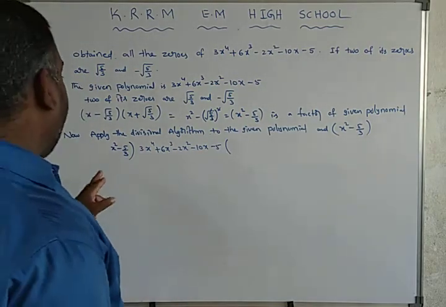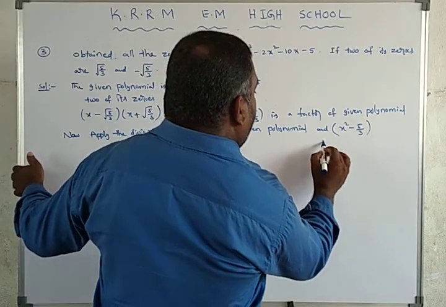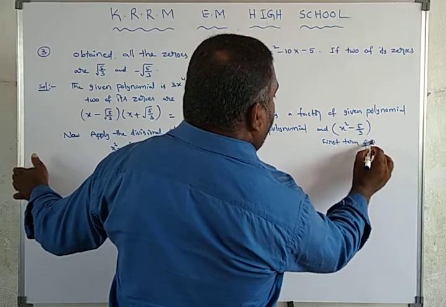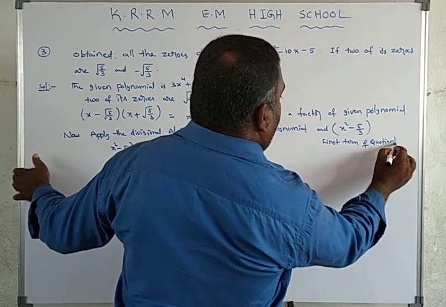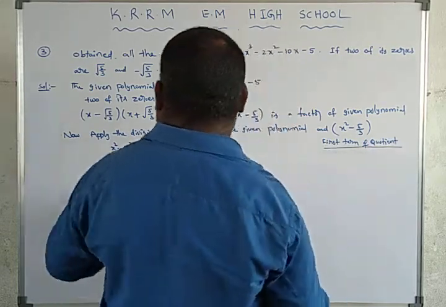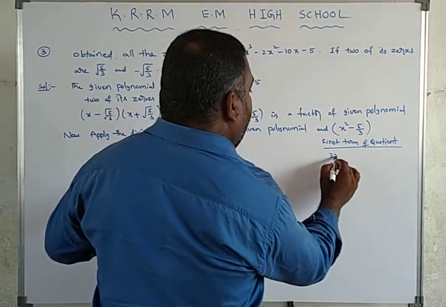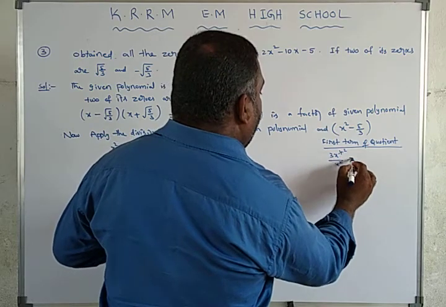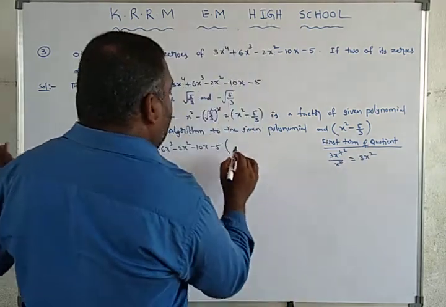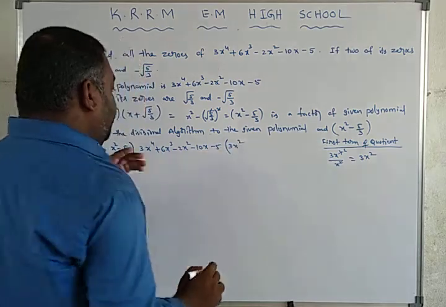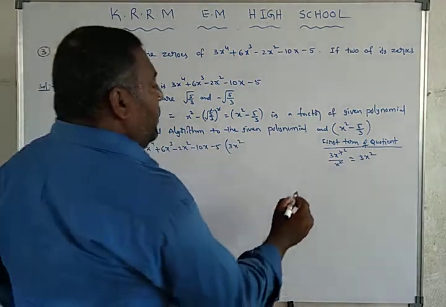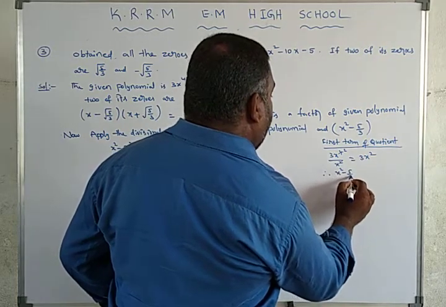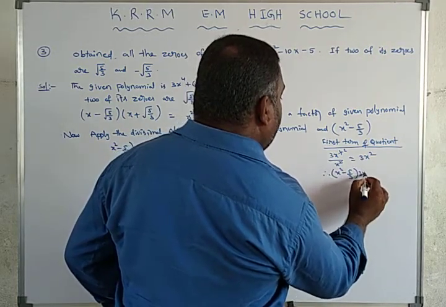So what is the first term of the quotient? What is the highest degree term in the dividend? 3x^4 upon x square. This x square cancels. We get 3x square. So here write 3x square. We multiply x square minus 5 by 3 into 3x square.